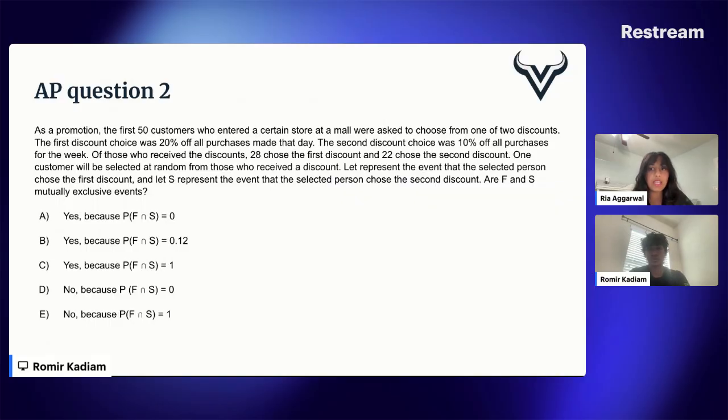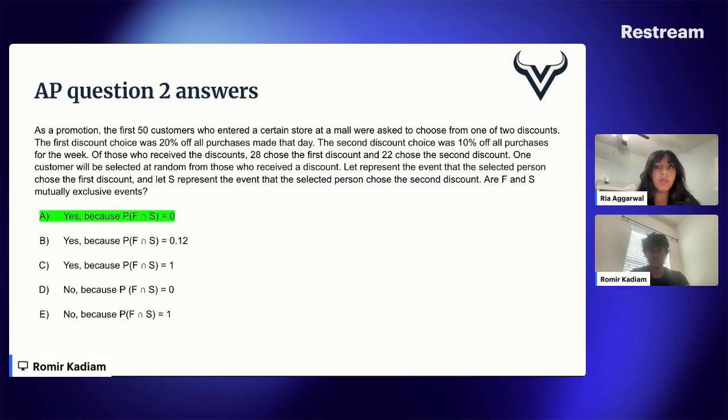Okay, this is our next AP question. You guys can take a moment to read it and then answer the question, and then we'll go through it together. Okay, so hopefully you guys got it. The answer to this was A.